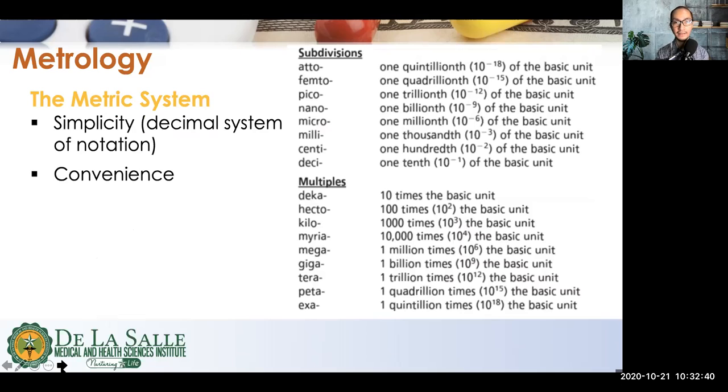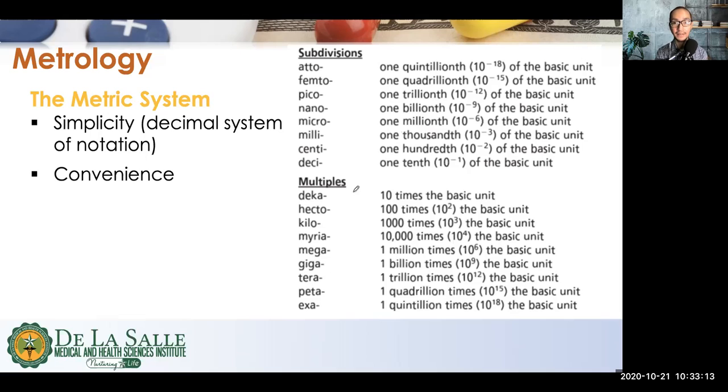The metric system is popular in many countries because of two reasons: its simplicity because of the decimal system of notation, and its convenience. Now, what do we mean by this, the simplicity and the convenience? It is very simple because to denote or express the denominations in the metric system, we simply use prefixes. We have prefixes for subdivisions and for multiples of the basic unit.